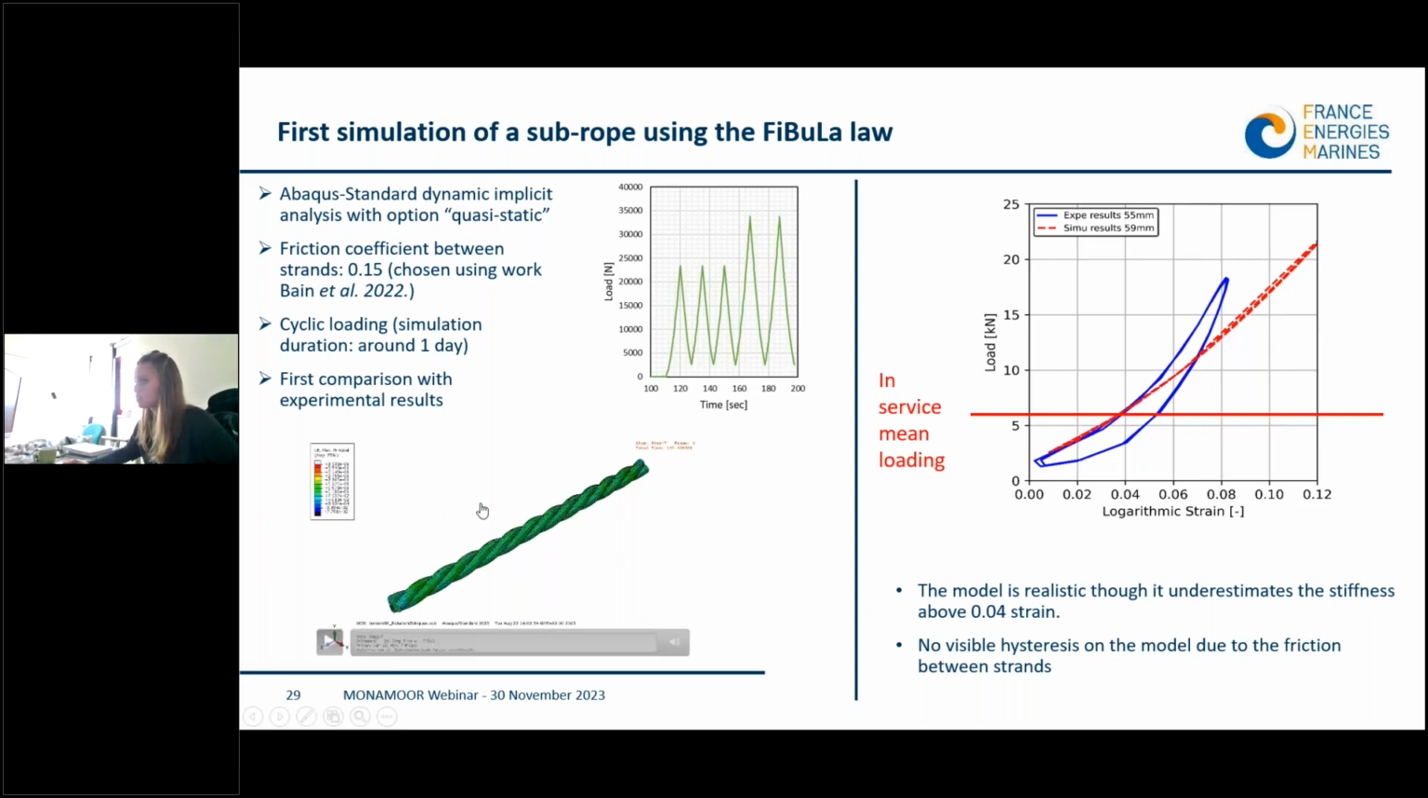For now, it's a hyperelastic model, so it will not show any hysteresis, but we can see that it is well describing the stiffness at the beginning of the test, with the tension that will be the tension in service for mooring lines. We still have to improve the model to be able to predict the stiffening we observe on the experimental data, but this model has a great potential, to better understand the impact of the parameters of the construction on the subrope response. And so, yeah, I'm done.